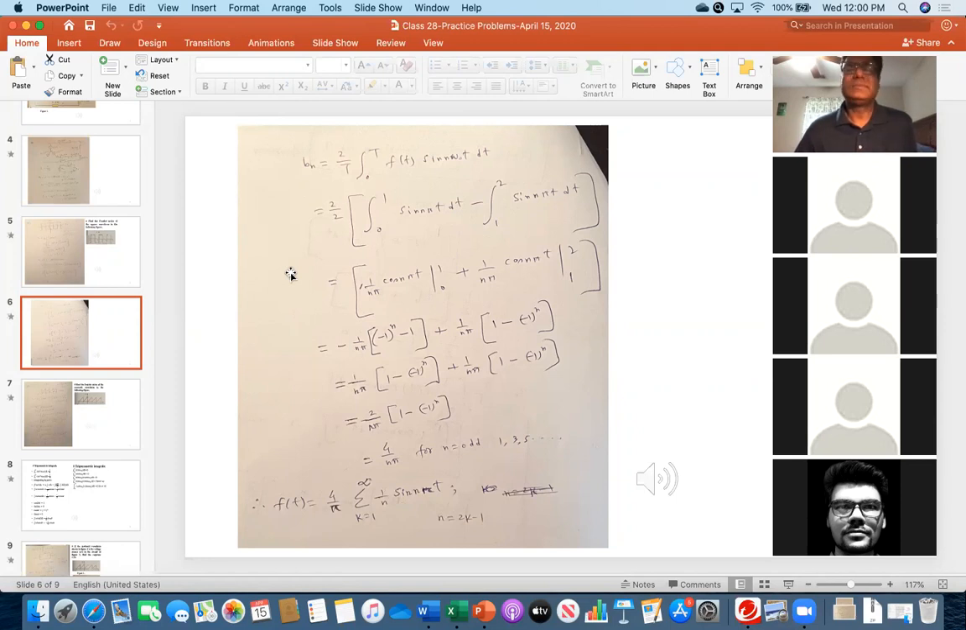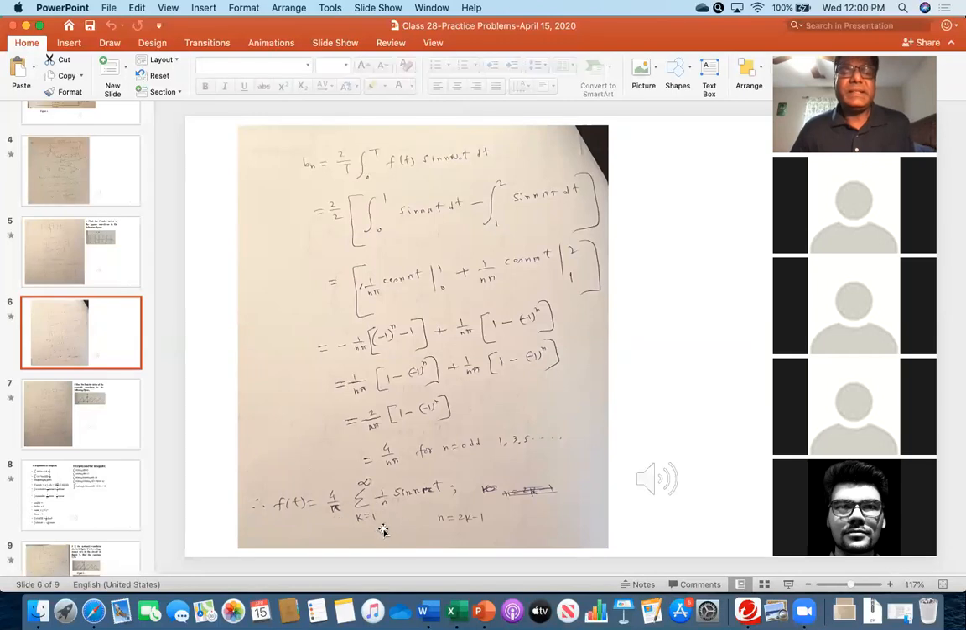Yeah, that makes sense. If I wrote that as the sum over n of sine n pi t, would that be okay as well? Yeah, that will be okay. That will be perfect. Yeah, that is also okay.